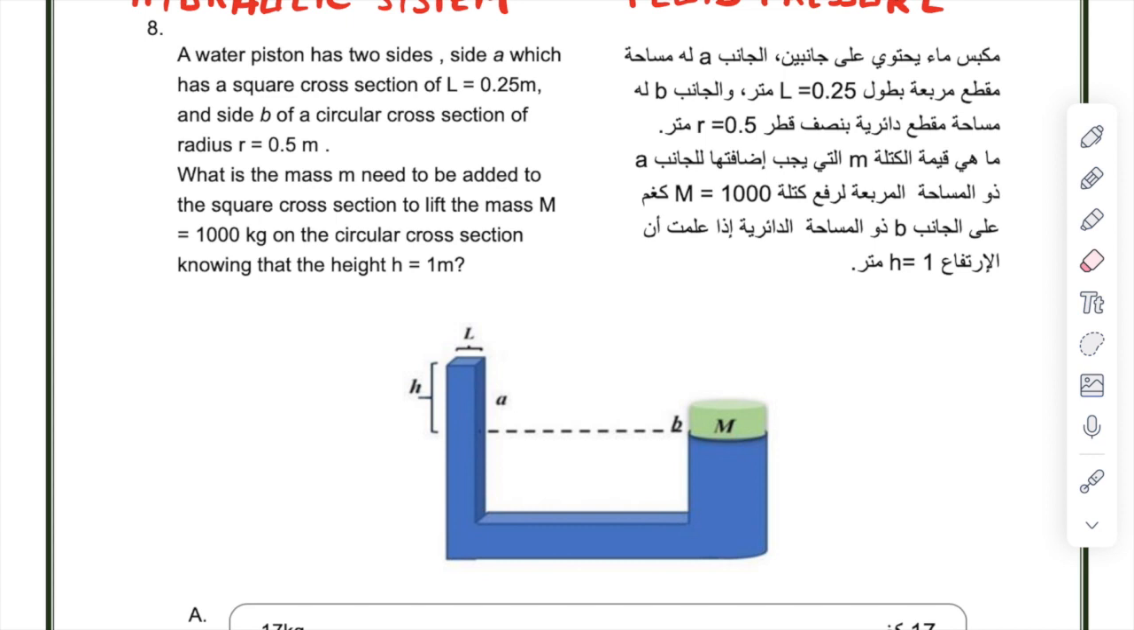In this video, we will be discussing the hydraulic system or the fluid pressure. In this question, we have a water piston that has two sides. Side A has a square cross-section of length 0.25 meters and side B has a circular cross-section of radius 0.5 meters. The question is, what is the mass m, small m, that I need to add?